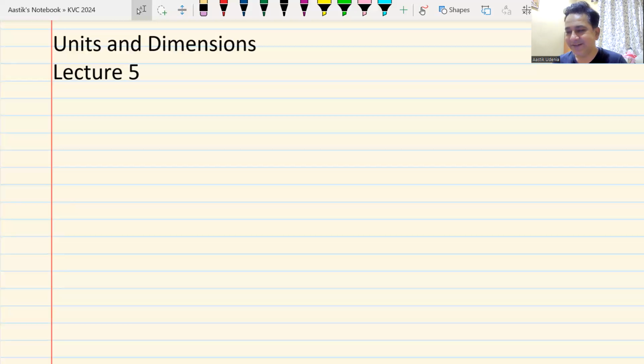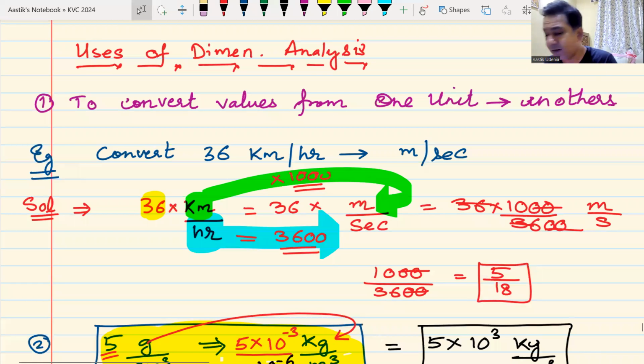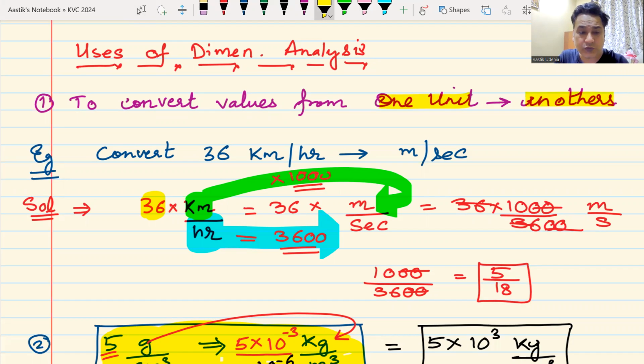Unit conversion. Unit conversion, right? That is what we were doing in the last class. We were seeing the uses of dimensional analysis. We'll try to wind up as many uses as possible in today's class. The first use of dimensional analysis was to convert values from one unit to the other unit. We had seen some examples, and I hope that you remember it so that we can move on to the next use of dimensional analysis.